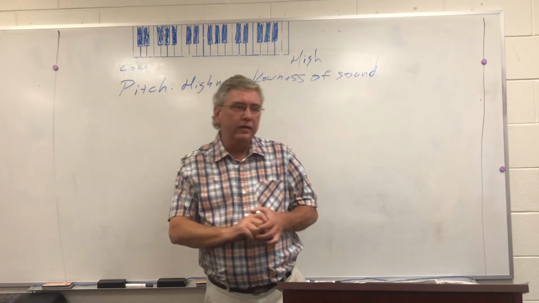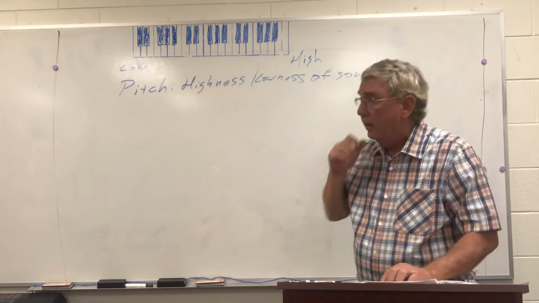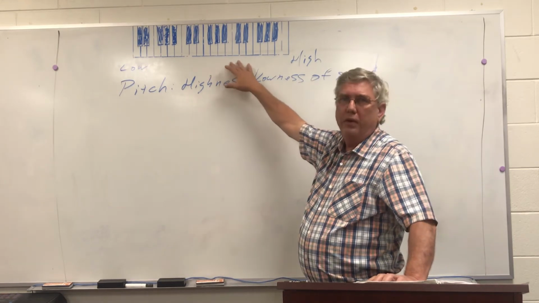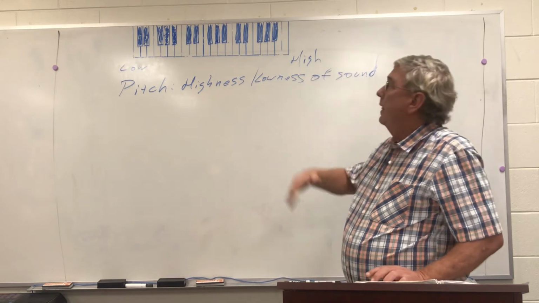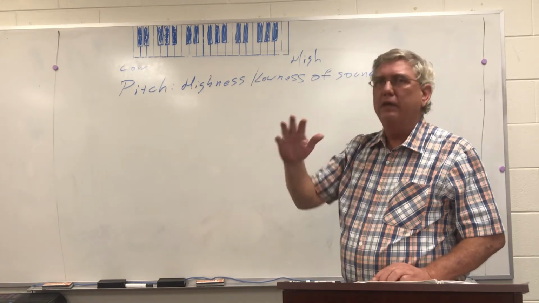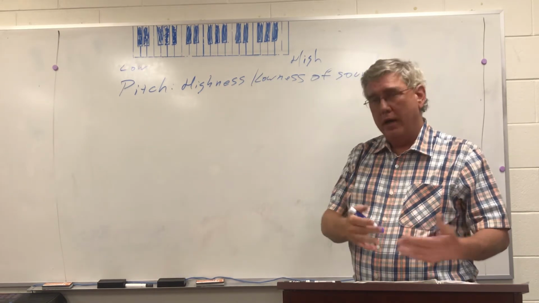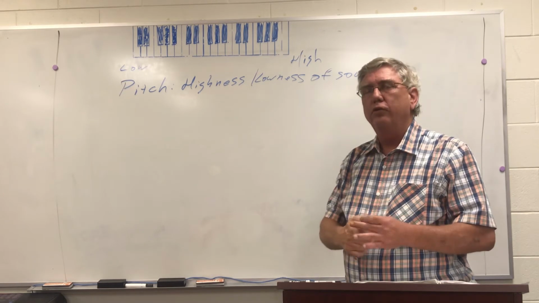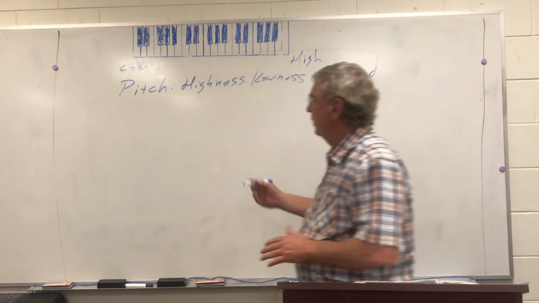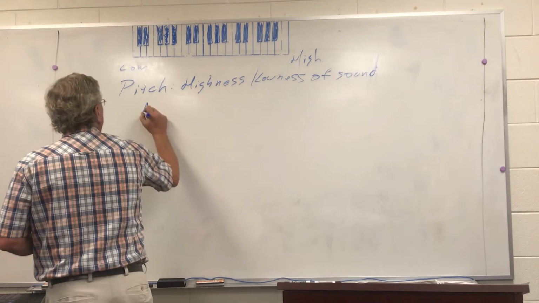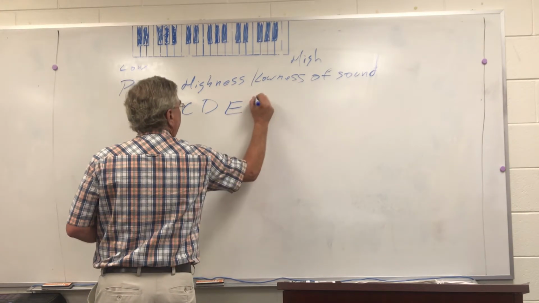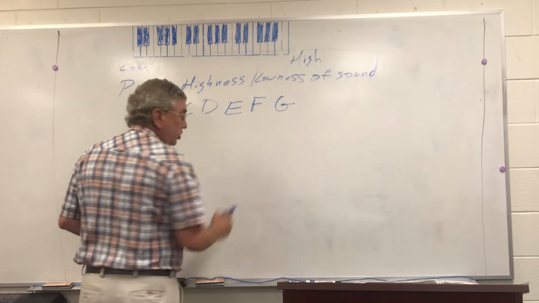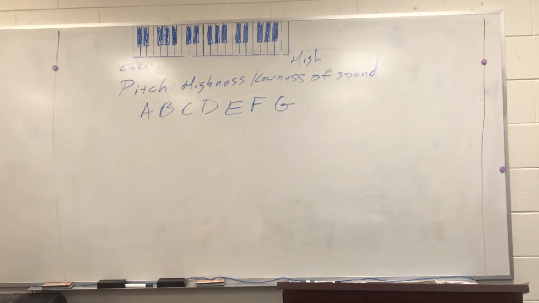Pitch is the highness or lowness of sound. Each one of these keys on a piano keyboard represents a different pitch. Each one of these keys has been given a name, a letter name, and in music we use just the first 7 letters of the alphabet: A, B, C, D, E, F, and G. Here's A through G.